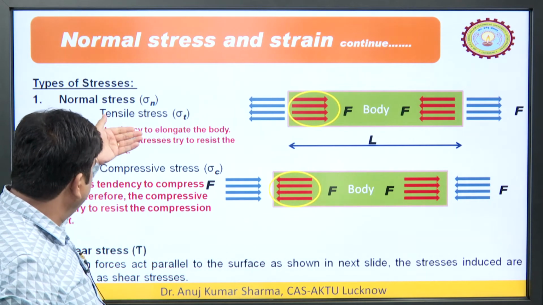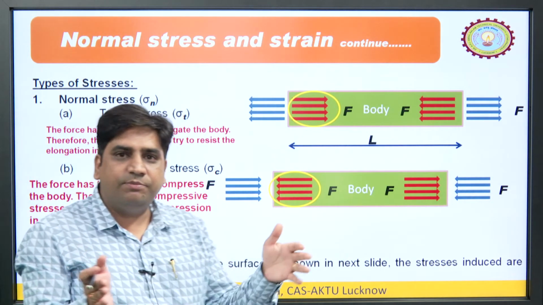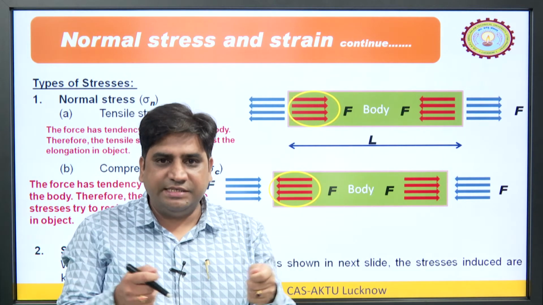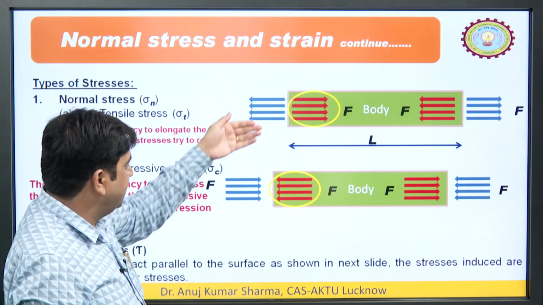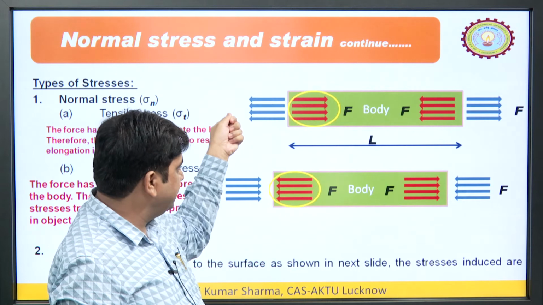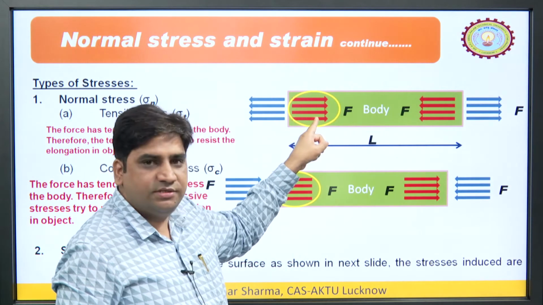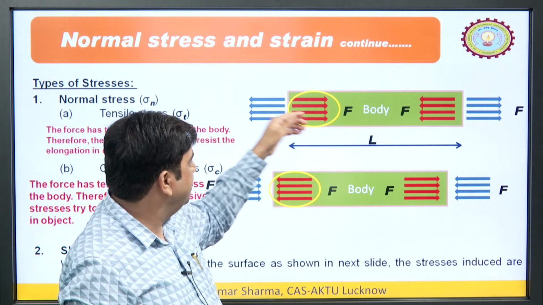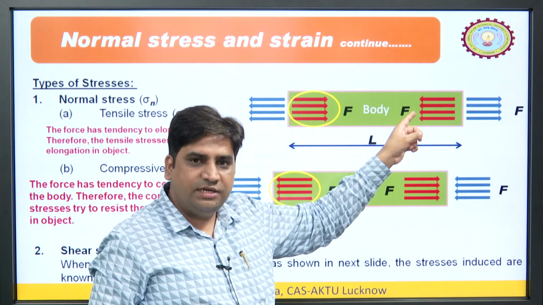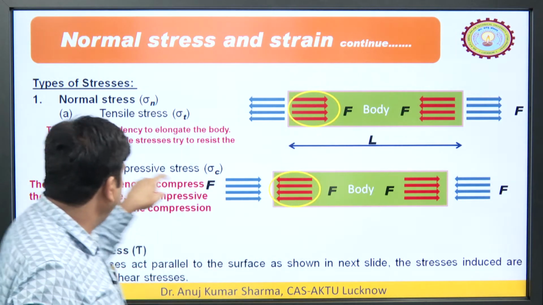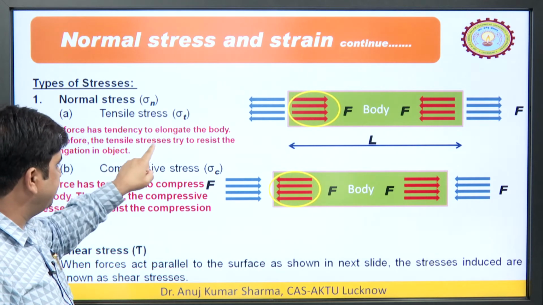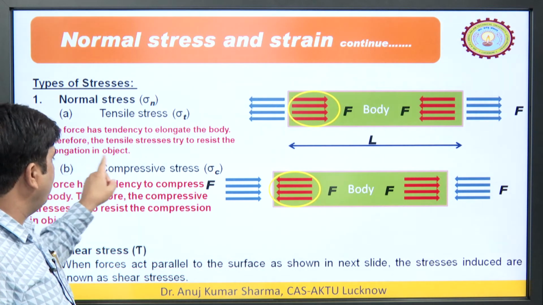Normal stress can be further classified depending upon the type of force. If it is compressive then compressive stress, if it is tensile then tensile stress. We can understand with the help of these two diagrams. First, we are applying the tensile force. The stresses induced due to the tensile force are tensile stresses. The force has a tendency to elongate the body, therefore the tensile stresses try to resist the elongation in the object.